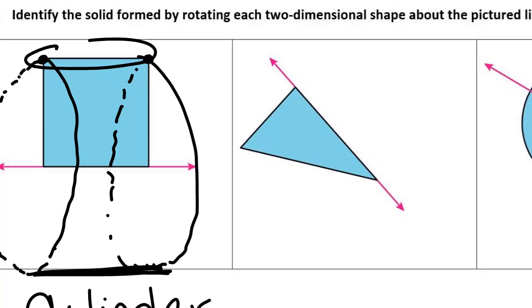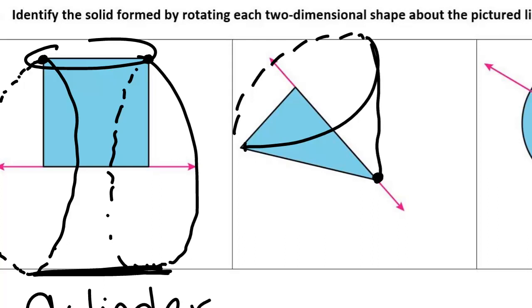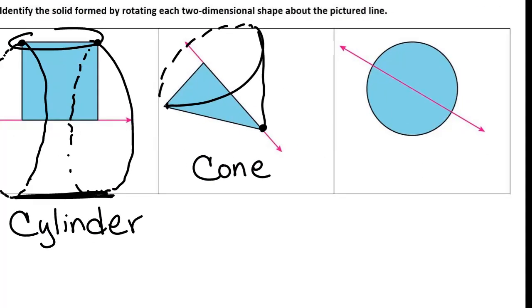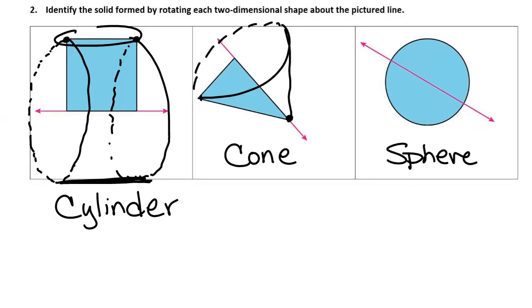What about the next one? What do you think that would be? It's going to be a cone because this is going to come curving out and around here. And then it'll come back around if I could draw better. But this is going to stay affixed. It's going to look like this. So that would be a cone. What about this last one? A sphere. If I take a circle and I rotate it about that line, it's going to turn into a ball shape, a sphere. Yes, sir?